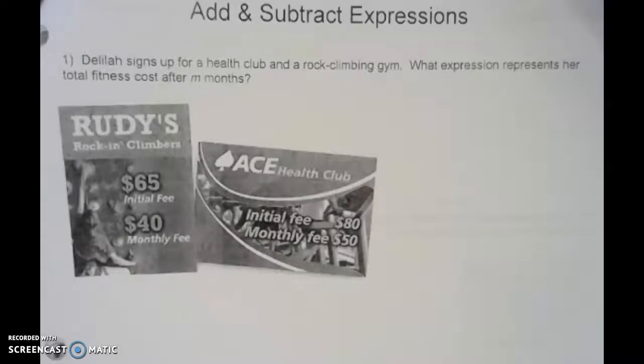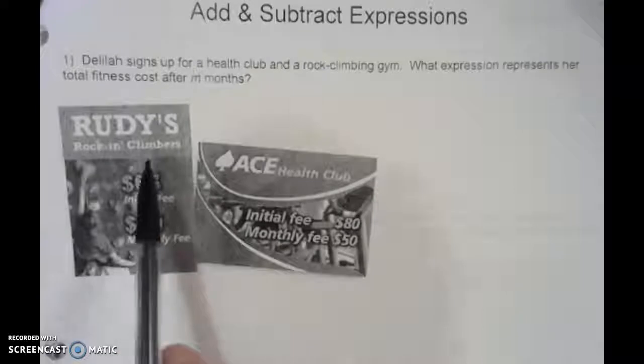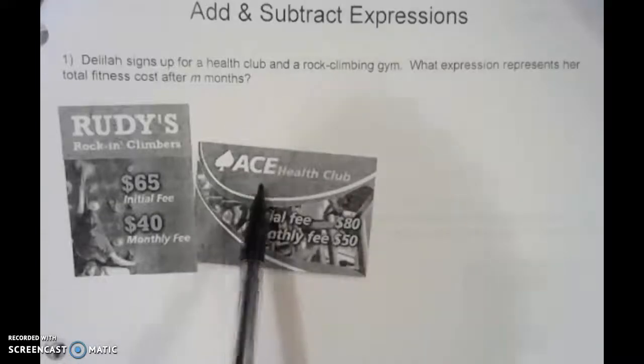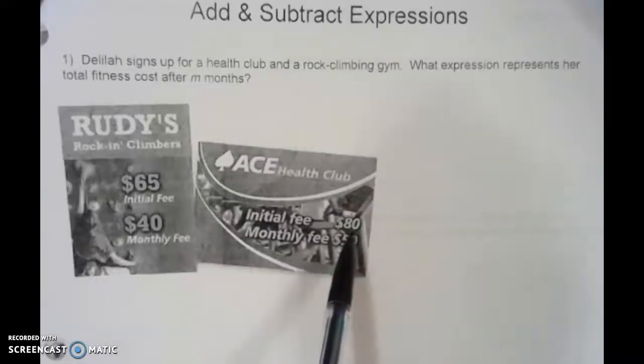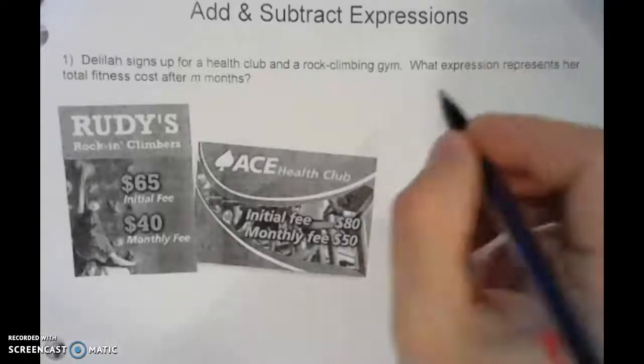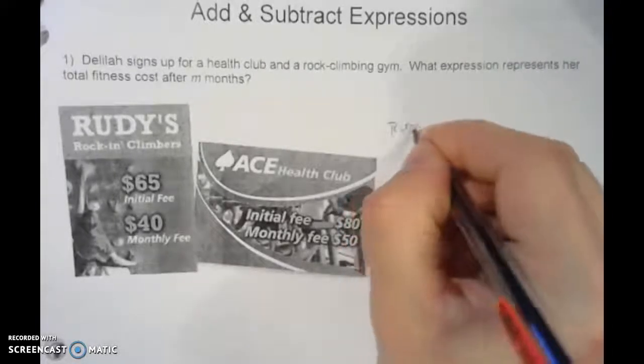And so in the first example, we're told that Delilah signs up for a health club and a rock climbing gym. What expression represents her total fitness cost after M months? Okay, and so we've got Rudy's Rock Climbers, which is a $65 initial fee and a $40 monthly fee. And then there's the Ace Health Club, which has an initial fee of $80 and a monthly fee of $50. And so I think the first thing that's going to be important to do is figure out the monthly cost at each place. So let's start with Rudy's, the rock climbing place.